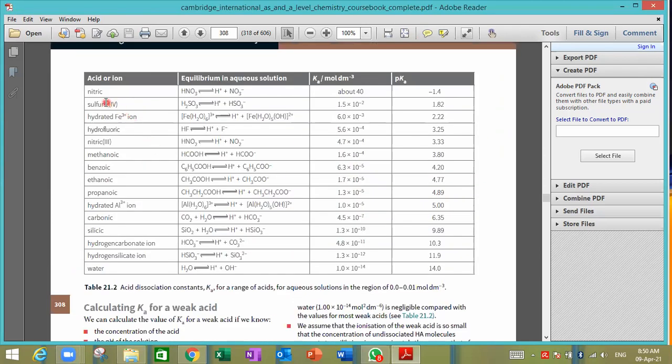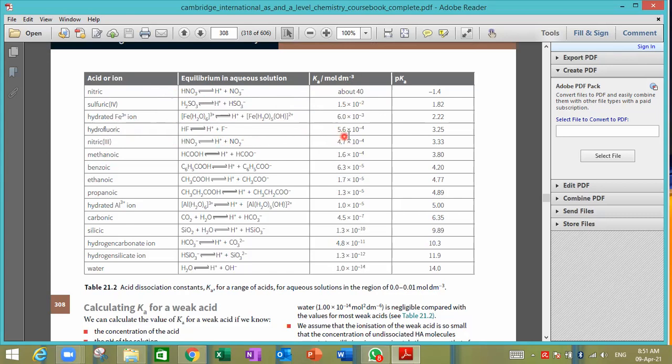So the higher the Ka value, the stronger the acid. For example, if we take nitric acid or sulfuric acid, they are going to consider that all acids equilibrate. But if it's a strong acid, this means that the equilibrium shifts towards the right-hand side. So if we have nitric acid or sulfuric acid, we will find that the Ka values are very high. The Ka value of nitric acid is about 40. It's a very high value. And for sulfurous acid, we find it is 1.5 times 10 to the power minus 2.